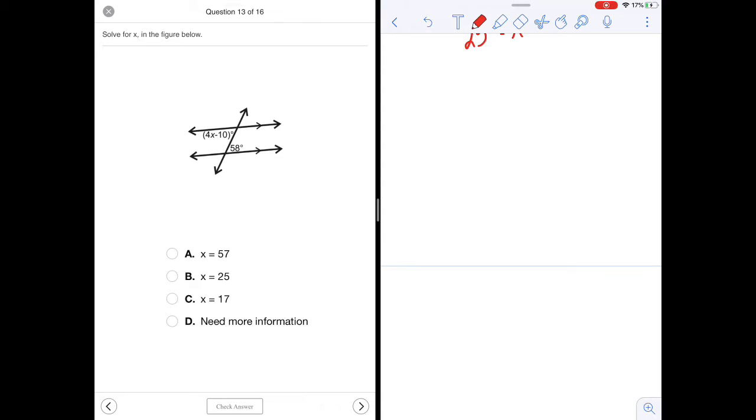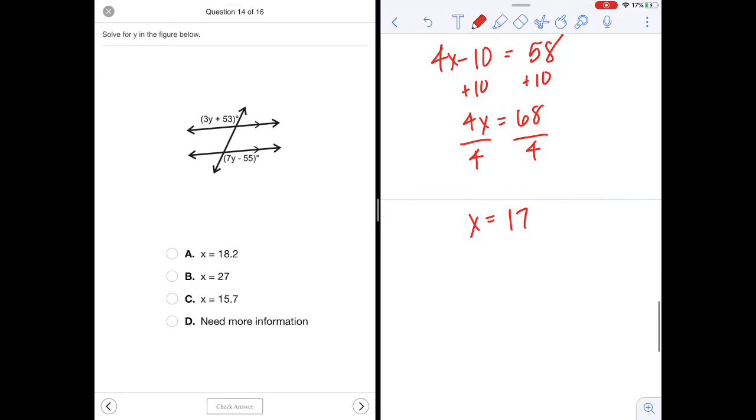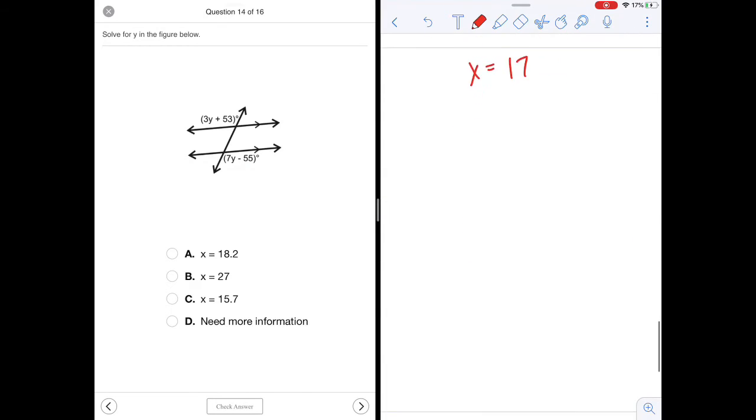So I can set my equation so that we have 4x minus 10 is equal to 58. Now adding 10 to both sides, we have 4x is equal to 68. And then I will divide by 4. And I should get, let me think for a minute, I believe 17. And that's correct. So again, the hardest part is just how do I set up this equation?